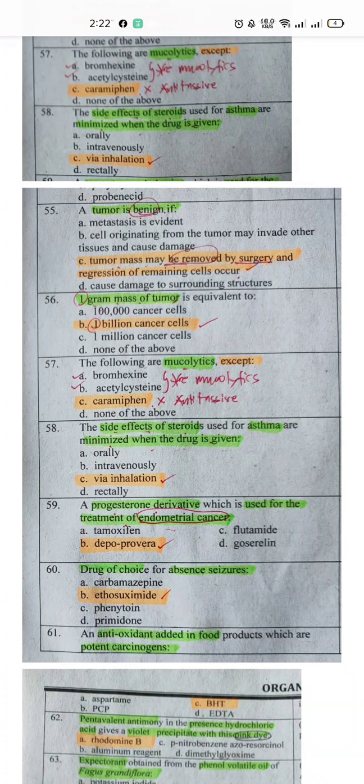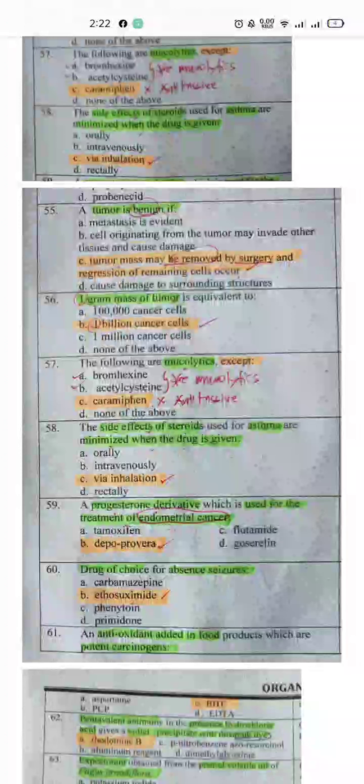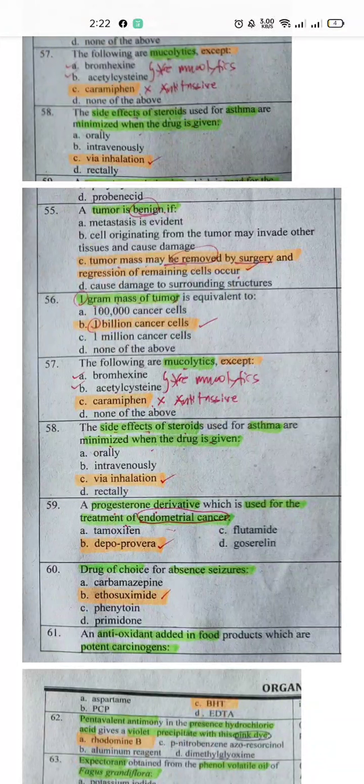Okay? Number 60, drug of choice for absence seizure is your ethosuximide. Ethosuximide, DOC for absence seizures. Always take note for the drug of choice. Kung di siya lumalabas dito sa Organic Farm Chem, lumalabas siya sa Module 6, Microbio and QC. Module 6.